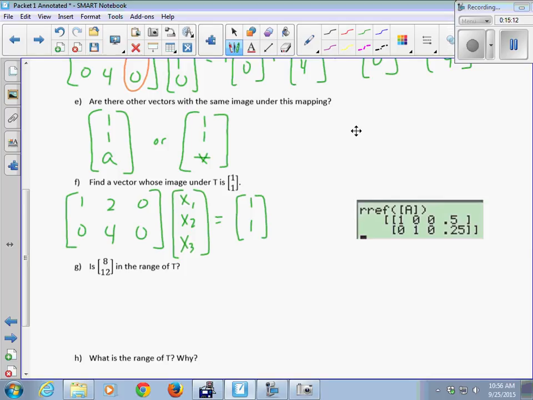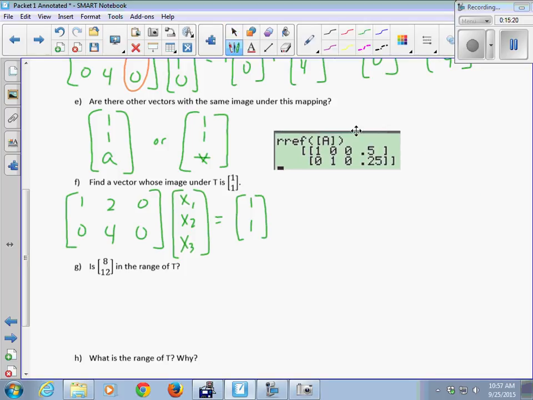Yep. So this says that, what does that say? What does x1 have to be? 0.5, yep. So this says that x1 is 0.5. And it says x2 is 1/4. What about x3? I need an x1, x2, and x3. It's free, yeah. x3 is free. So my vector whose image under T is 1, 1, is 1/2, 1/4, free. 1/2, 1/4, anything.